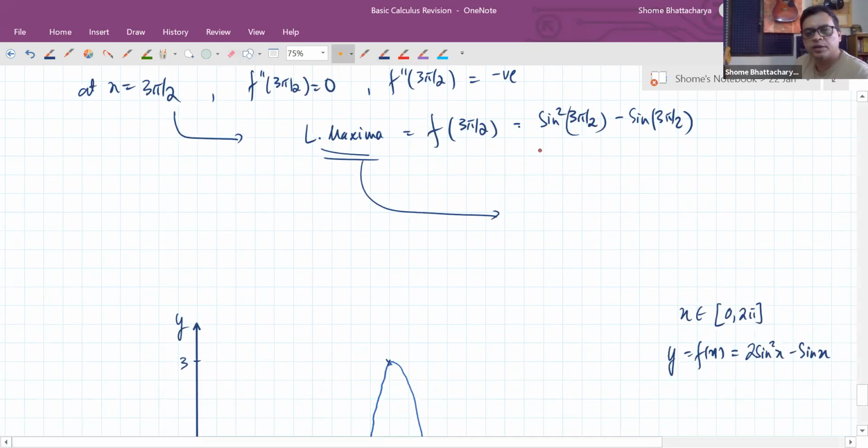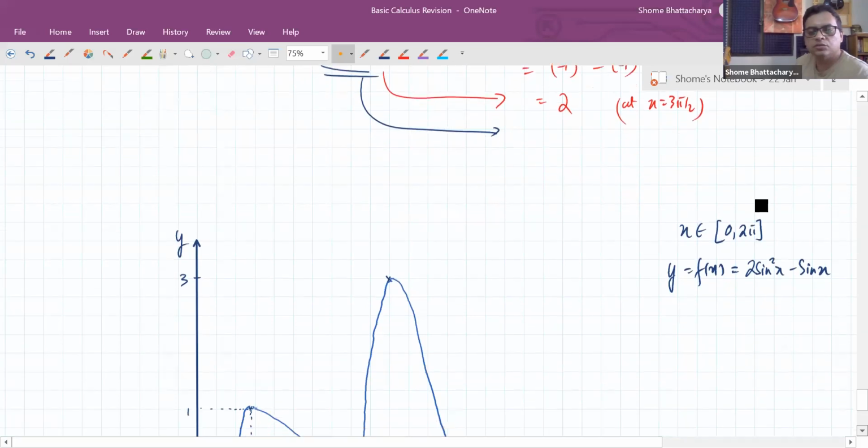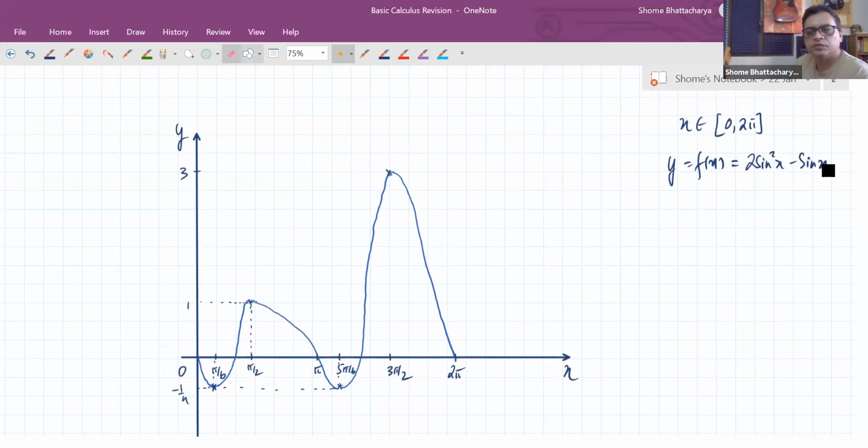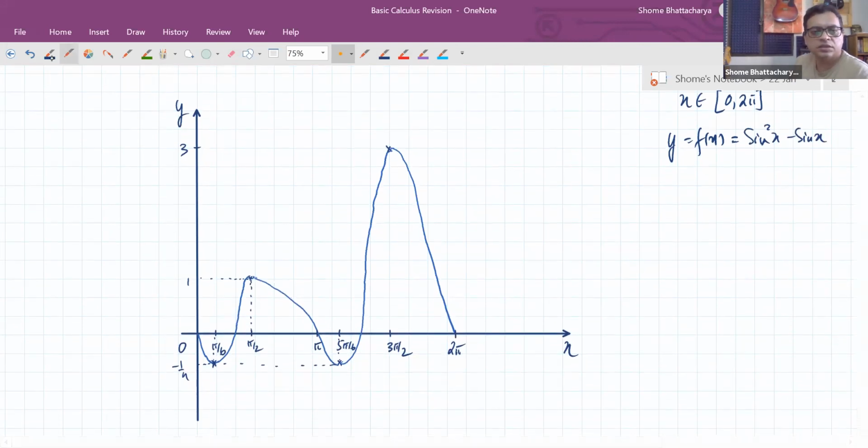Okay. So this will just be sine square 3 pi by 2 minus this. So it's minus 1 square minus of minus 1. So this value will become 2. Okay. So our local maxima is equal to 2 at x equal to 3 pi by 2. So we will just incorporate that here. Here also you can see the function that we had taken was not 2 sine square x, it was just sine square x minus sine x.